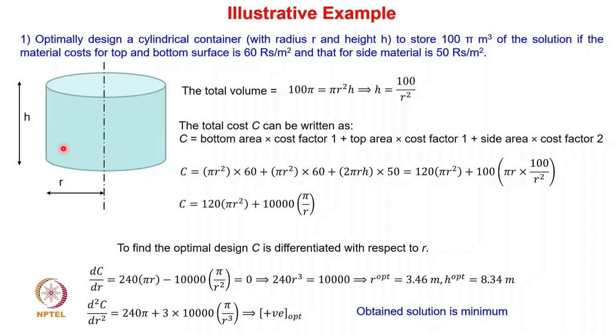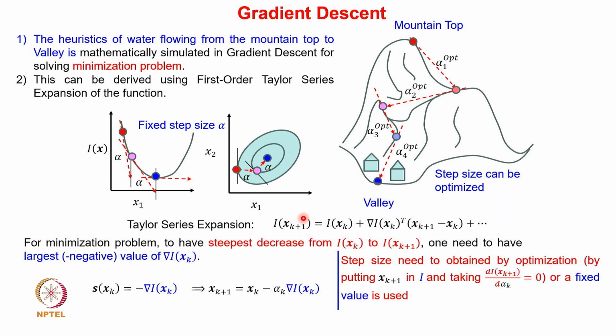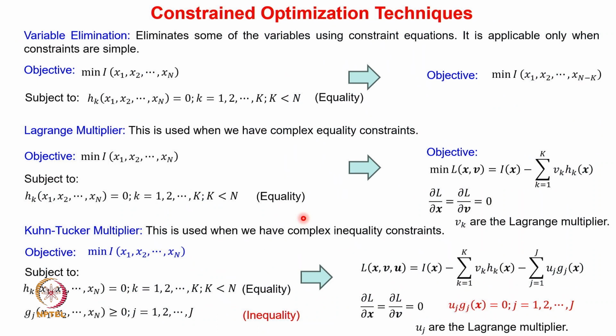In this case, you can see that there are two variables, R and H. But let's say I have a constraint that says my volume should be 100 pi meter cube. So I can replace H in terms of 100 by R square. Initially this C was in terms of both R and H, but I have replaced H. Whenever I have a simple constraint equation, I can use it to replace some of the variables. After substituting H equals 100 by R square, my C is only a function of R. So we can eliminate some of the variables using this method. This particular methodology is referred to as variable elimination.